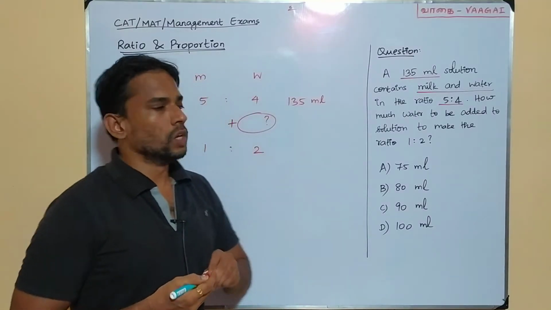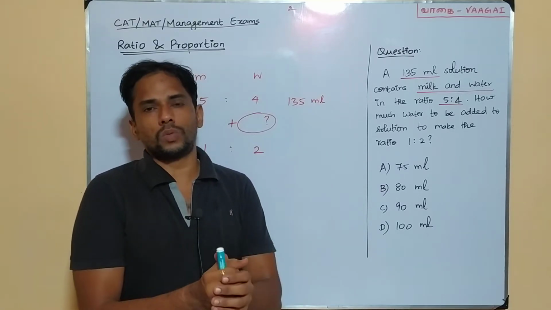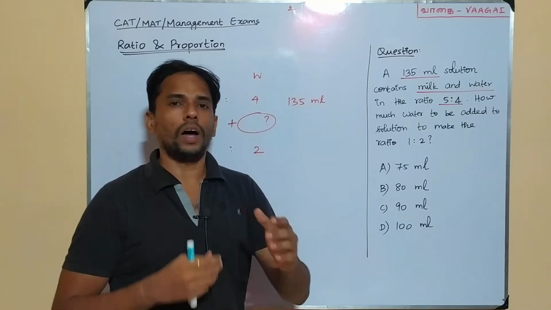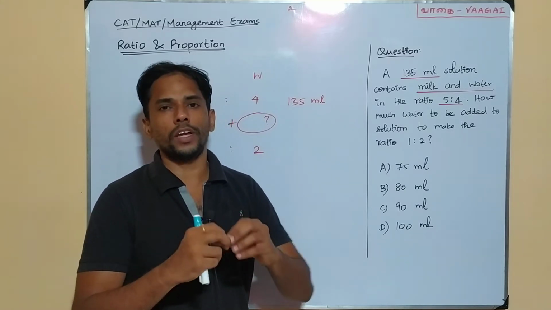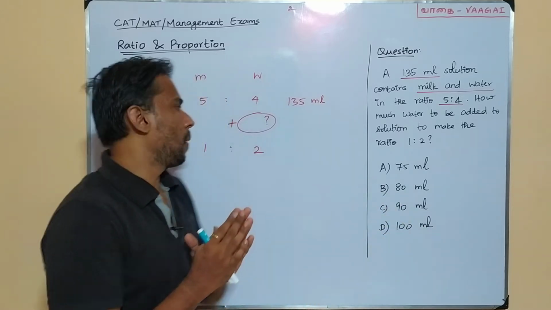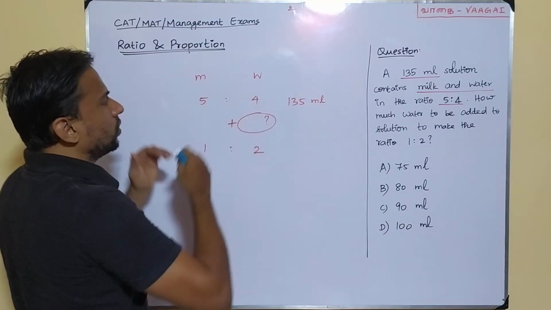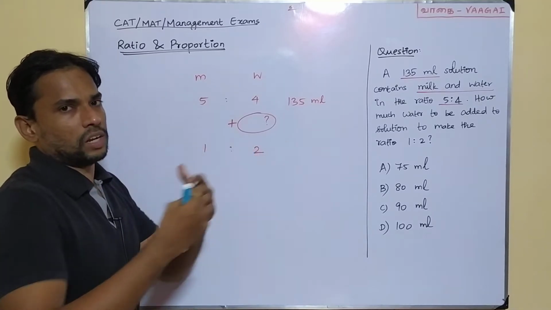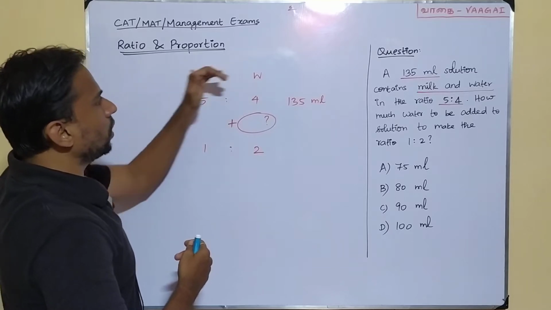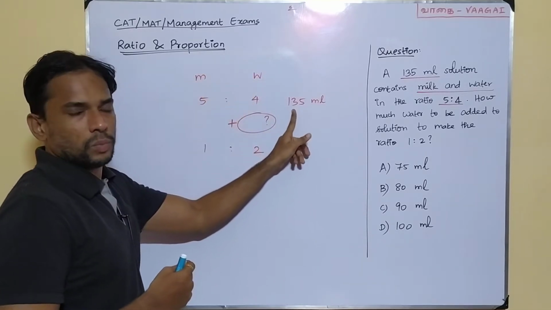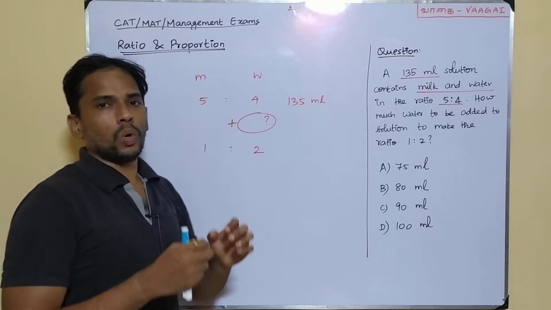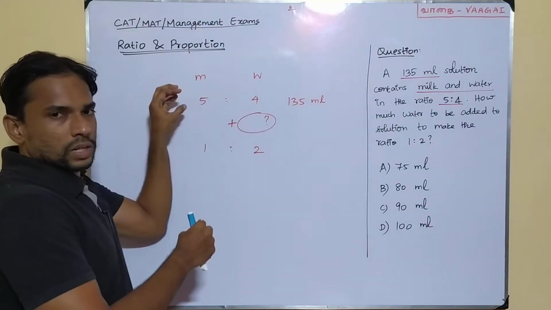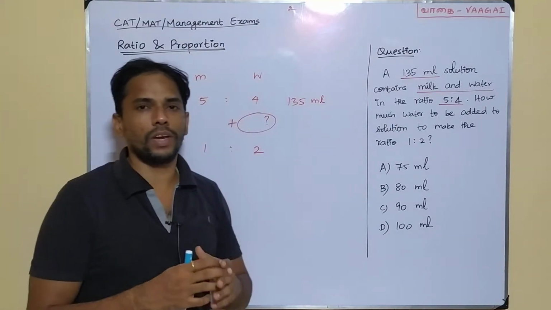Very simple question. We have many approaches to solve this question, so let me try to showcase two of them. One is the conventional way and the other is a shortcut way using ratio parts. First of all, we will start from the first information given here, because here we have the original, the initial ratio. So the ratio of milk and water is 5:4 and the total is 135 ml. From this information itself we can say how many ml of milk and how many ml of water there are.